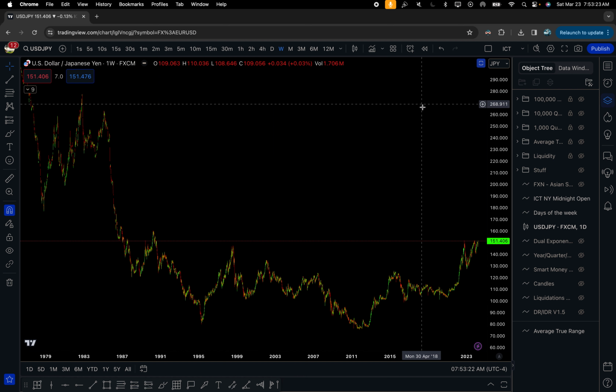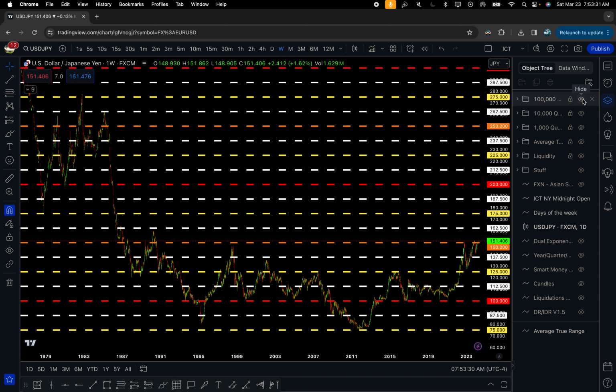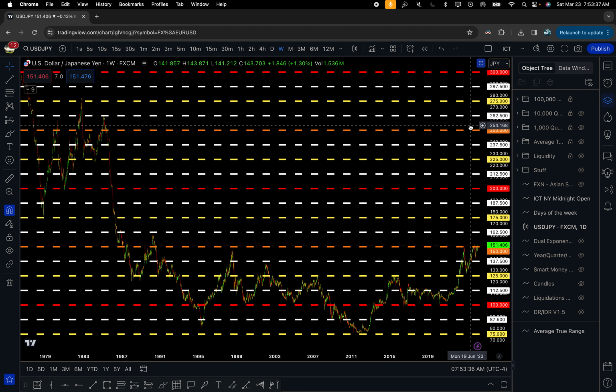7:53 a.m. Today we're going to talk about quarters theory, and let's get started. So, this is what I'm looking at, and this is what I have on the chart right now.